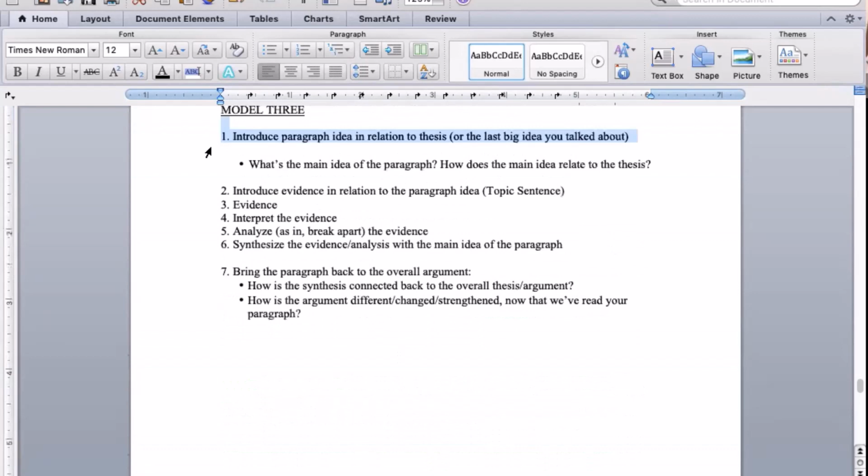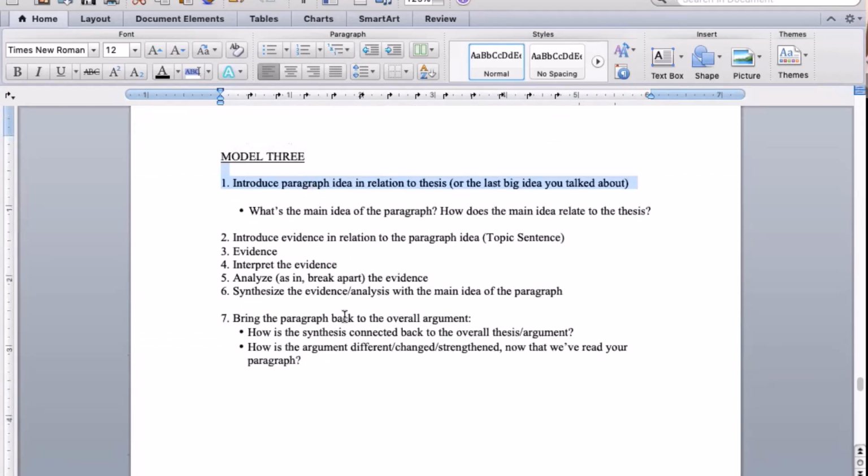The other thing we're adding in this model, so at the very beginning, that transition, and at the very end, I'm adding one extra layer of synthesis where I'm not just saying, here's how all the evidence that I've broken apart is connected to each other, here's how it's connected to the topic. I'm taking one really big step out and saying, here now is how this whole paragraph connects back to the main thesis, the main argument, how the main argument has changed, developed, or been strengthened by what this whole paragraph has added.